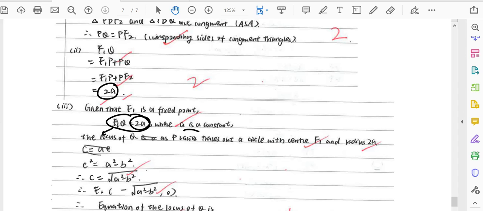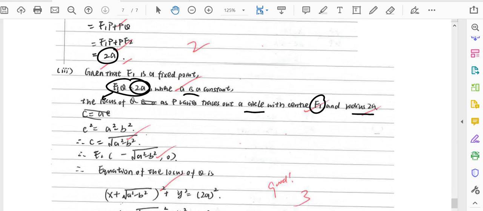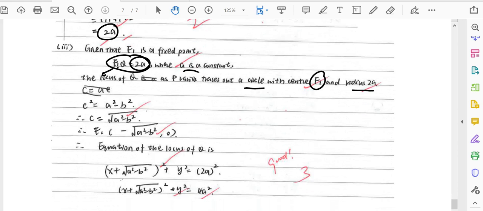So that must point to a circle with center at F1 and radius 2A. So therefore your job is to work out the center, the center F1. So she has found F1 to be (-CA, -C0), and the radius is 2A. So that completes the solution.